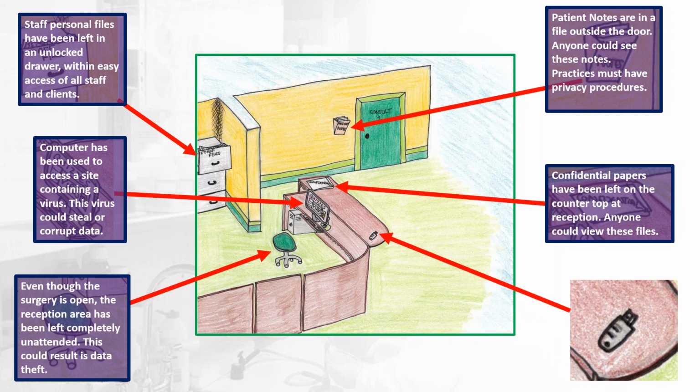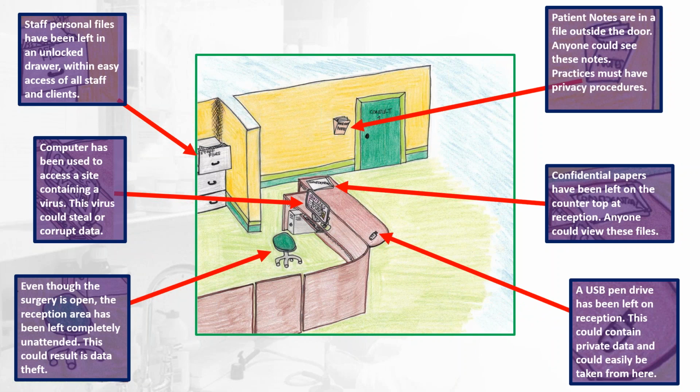And last but not least, we have a USB pen drive left on the reception desk. The amount of personal data that can be contained on these portable storage devices can be vast. It's really important when we're working throughout the day that we always know exactly where our portable data storage items are, and that we're taking measures to make sure they are kept securely and away from areas where they shouldn't be left.